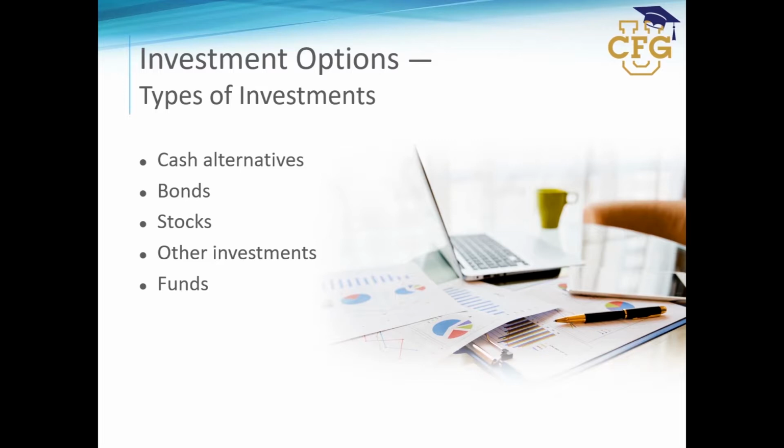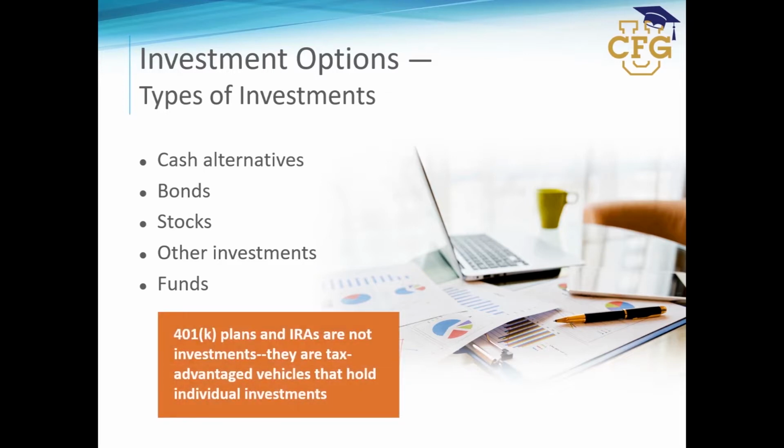And actually, we see this a lot. Some of you think that your 401k plan at work is an investment. It's not. A 401k plan is a tax-advantaged vehicle that holds individual investments. The same goes for IRAs, 529 plans, and Coverdell educational savings accounts. These are tax advantage vehicles, and they're buckets that can be filled with individual investments. Investments that are held in these vehicles get different tax treatment than investments that are held outside of these vehicles.